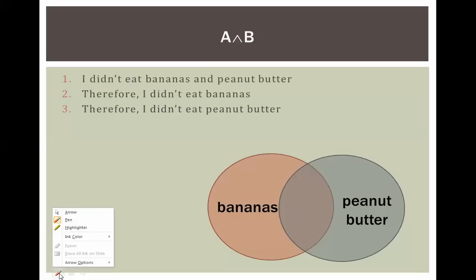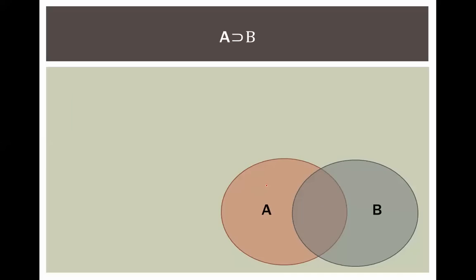This might be a little confusing because I used red for something different, but let's say this red X is going to say you're not in here. I didn't eat bananas and peanut butter, therefore I didn't eat bananas. Oh, not necessarily, right? You're just saying that you're not in both of them. So you might have eaten bananas, you might have eaten peanut butter, maybe. Maybe you didn't eat either one of them, possibly, I don't know. You don't know based on this statement. I didn't eat bananas and peanut butter, in other words. Therefore invalid.